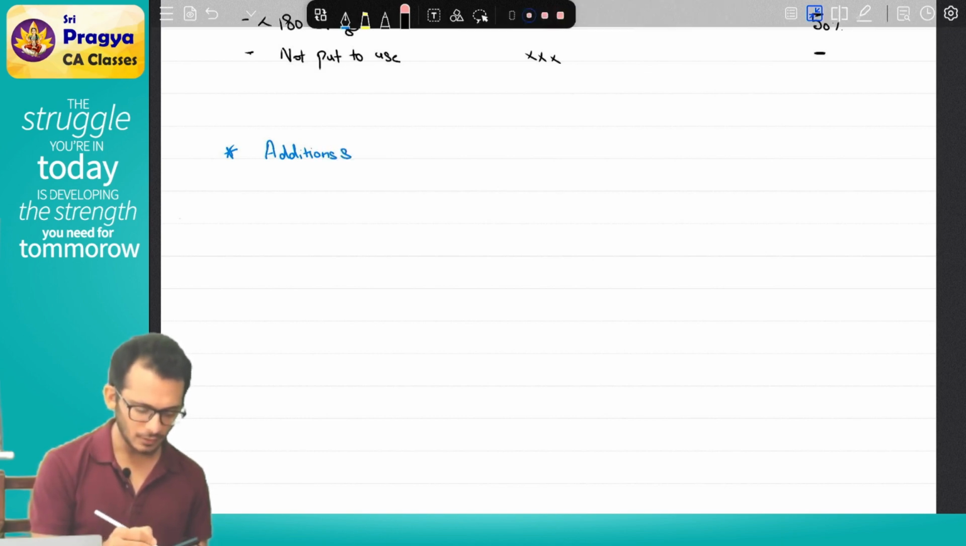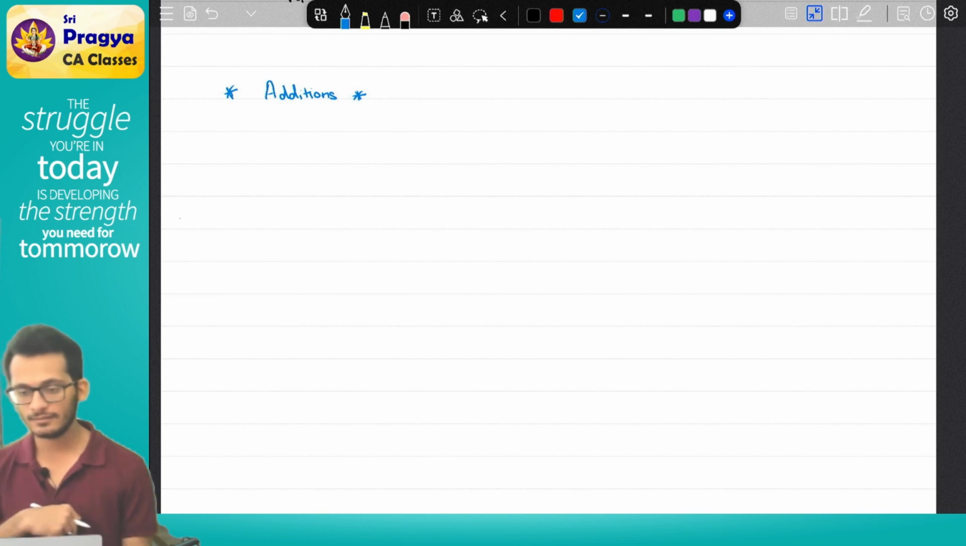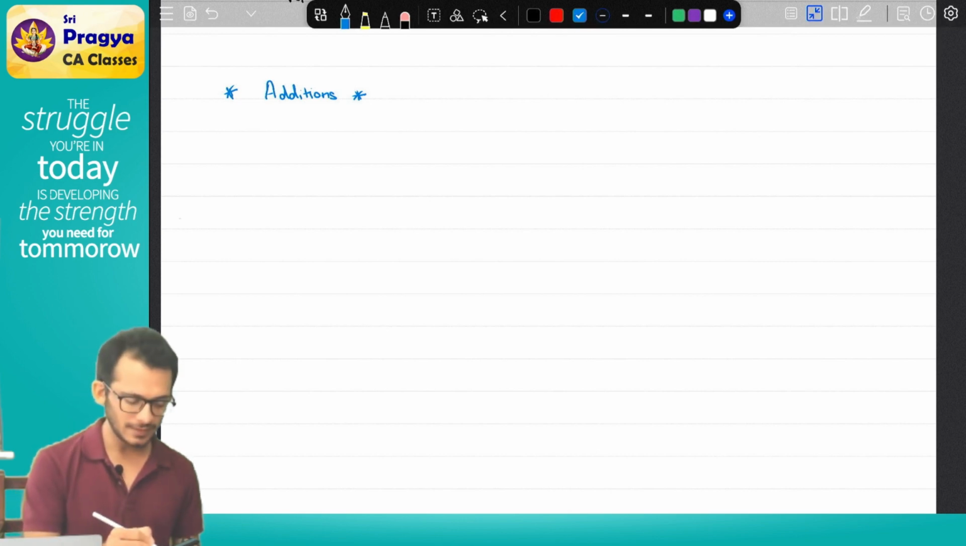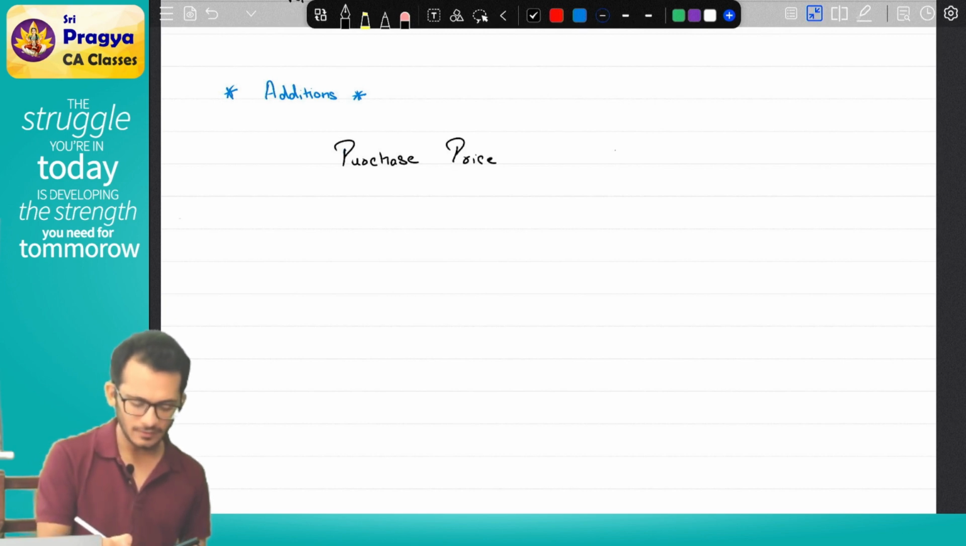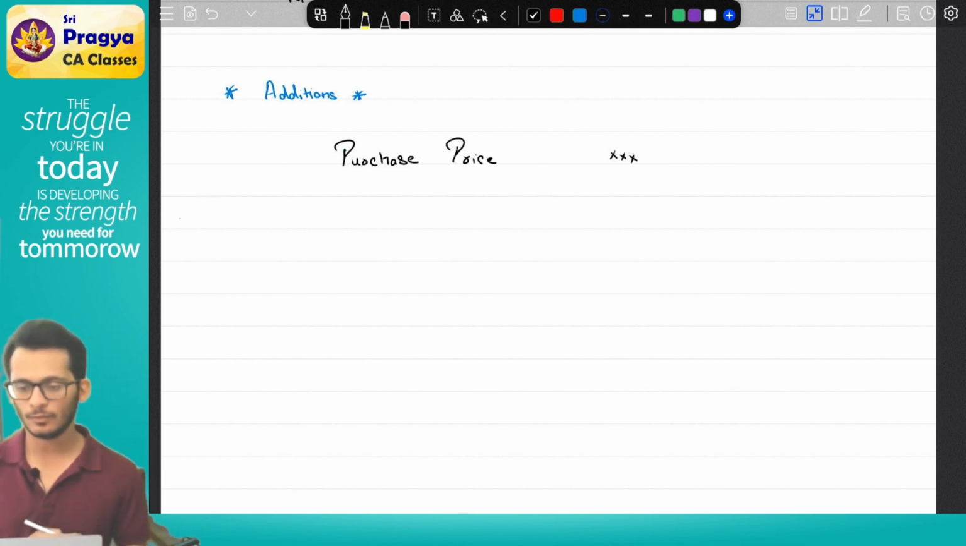Yes. In accounts, how do you value an asset? What and all do you add to the cost of the asset? First item is obviously the purchase price. Yes. Think and tell me what and all items form part of your asset. First item is purchase price. Next. What and all will be your expenses?